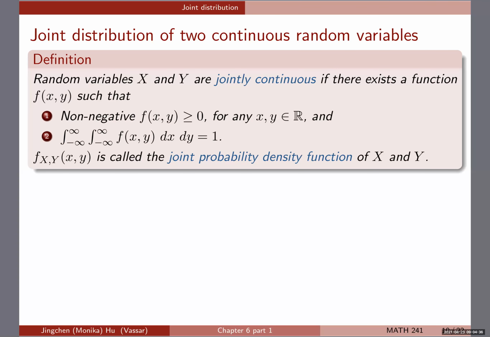Okay, so now after covering joint distribution of two categorical discrete random variables, now we're ready to talk about continuous random variables. Okay, so we start with the definition. And as you could imagine, we're going to start with the definition of a joint PDF. Okay, so random variables X and Y are jointly continuous if there exists a function.